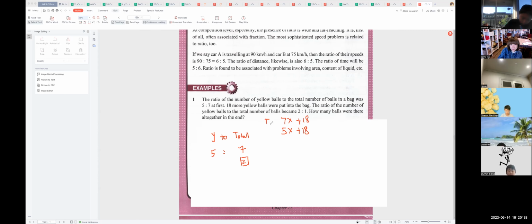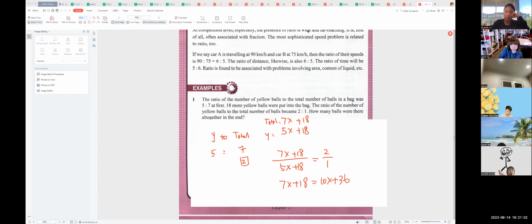So, students, do you see? This is total, this is yellow. Because when you add 18 yellow balls to the bag, the number of yellow balls has increased and the total has also increased, correct? So 7x plus 18 over 5x plus 18 equals what? Equals 2 to 1. So 7x plus 18 equals 10x plus 36. Understand everybody? Cross multiply. I'm teaching two 10th graders recently and they don't know cross multiplication. OK, the students in our class know it. Did I calculate wrong? The ratio of the yellow ball to the total ball.